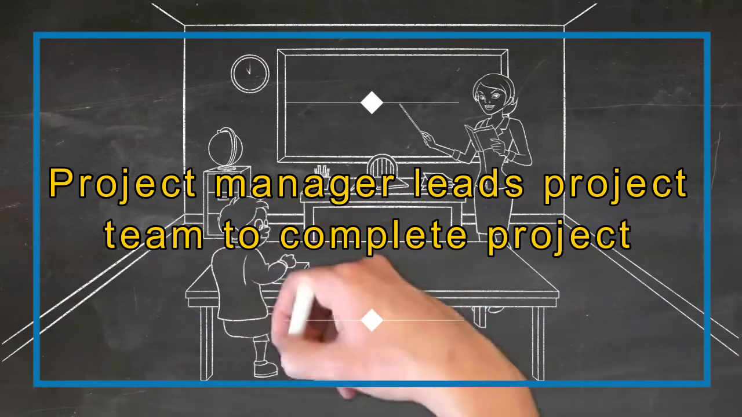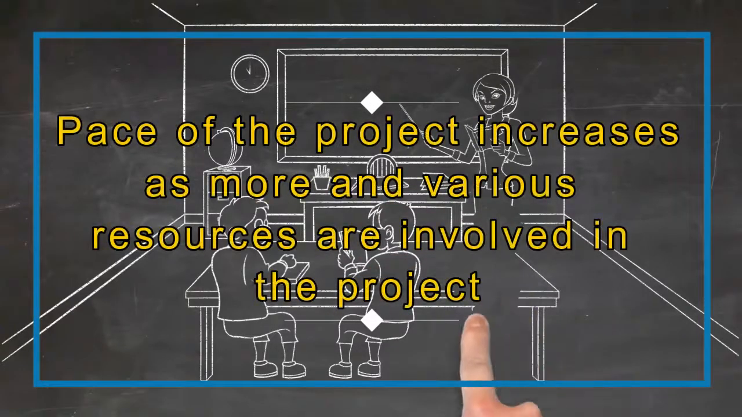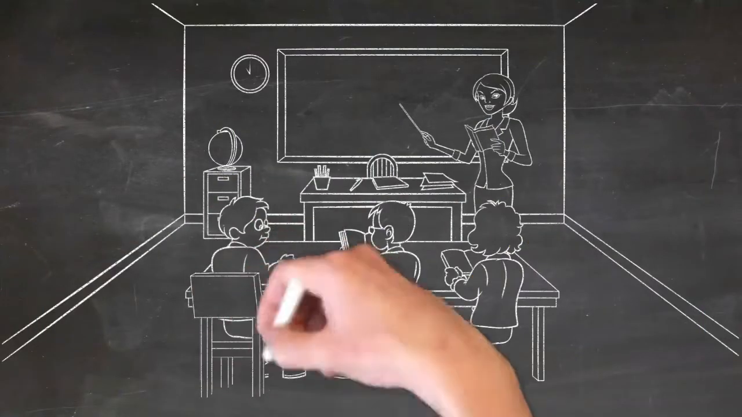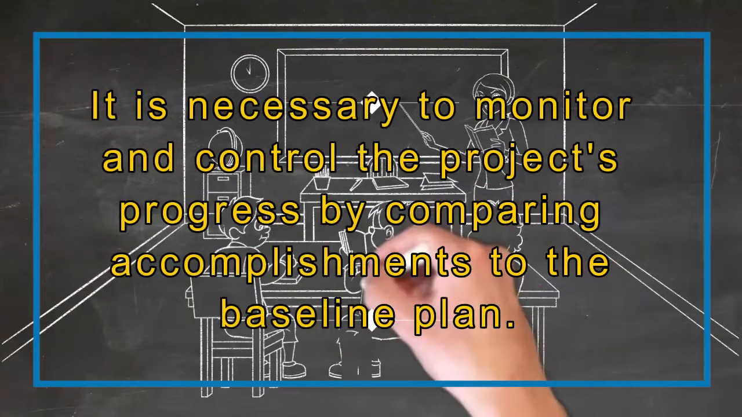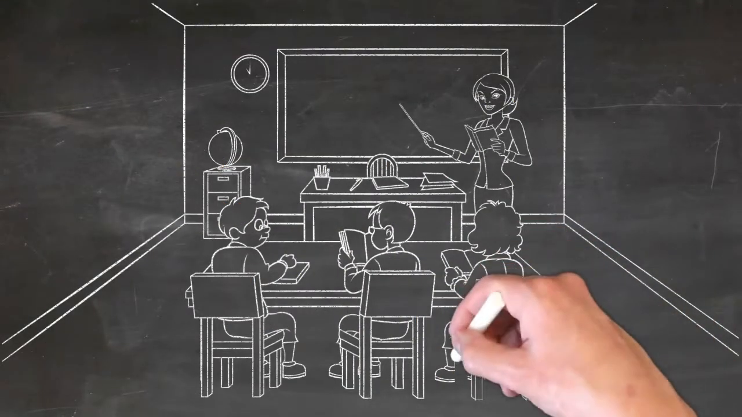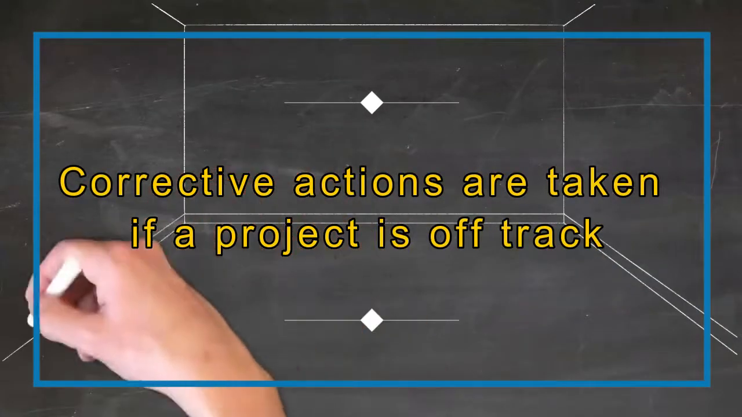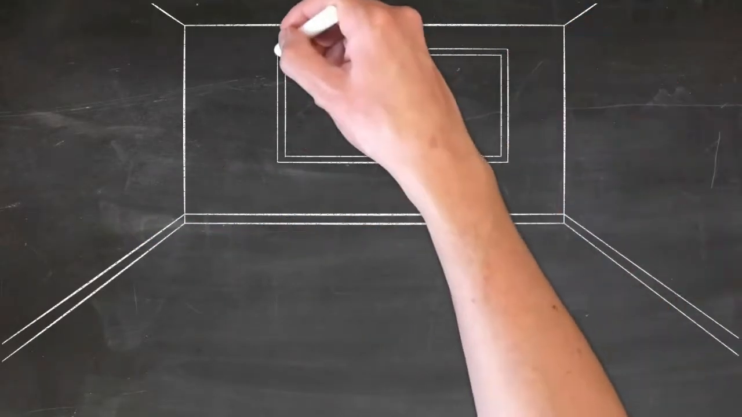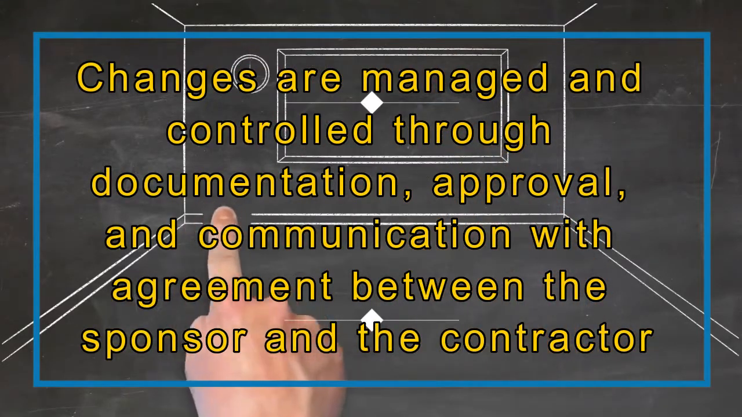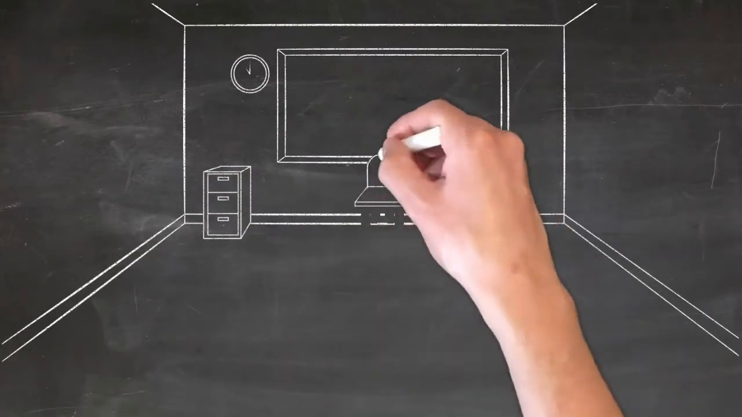The project manager leads the project team to complete the project. The pace of the project increases as more and various resources are involved in the project. It is necessary to monitor and control the project's progress by comparing accomplishments to the baseline plan. Corrective actions are taken if a project is off track. Changes are managed and controlled through documentation, approval, and communication, with the agreement between the sponsor and the contractor.